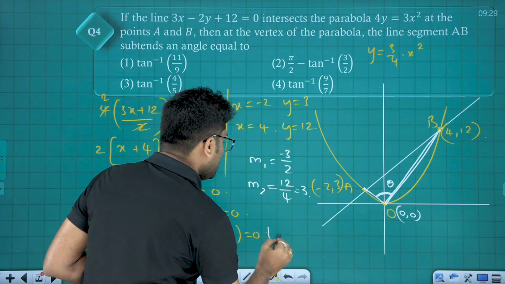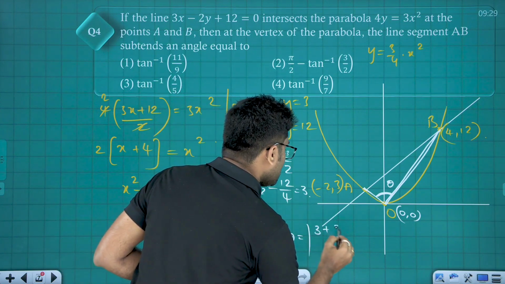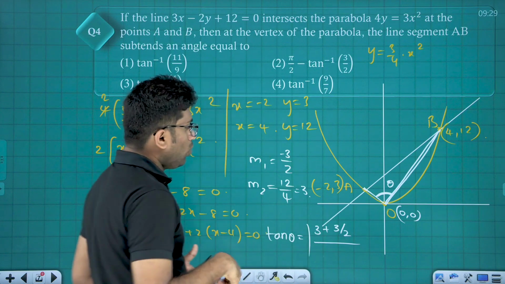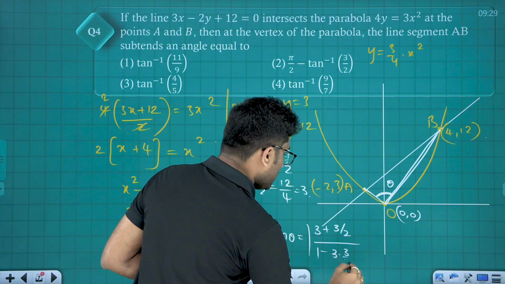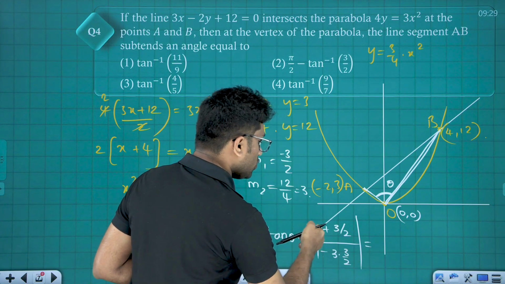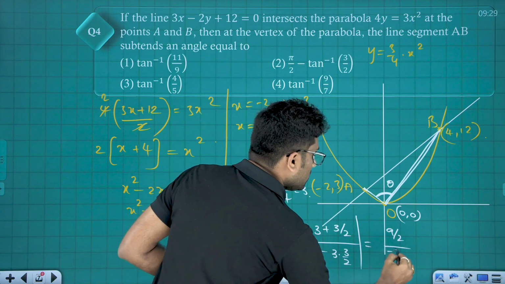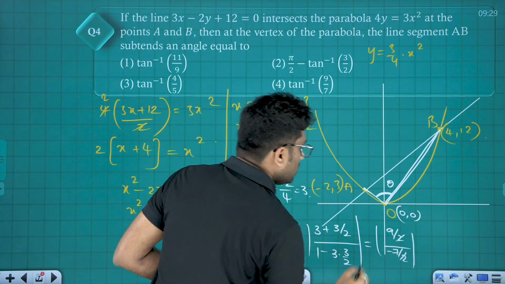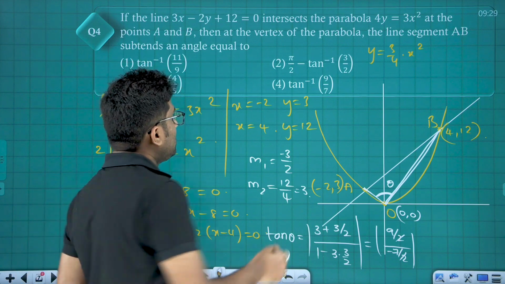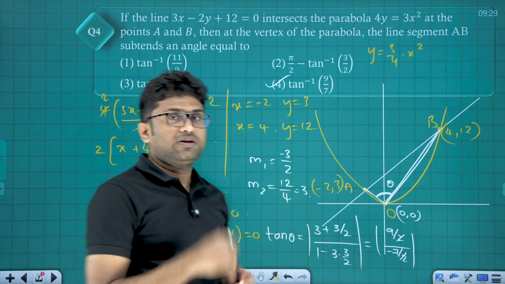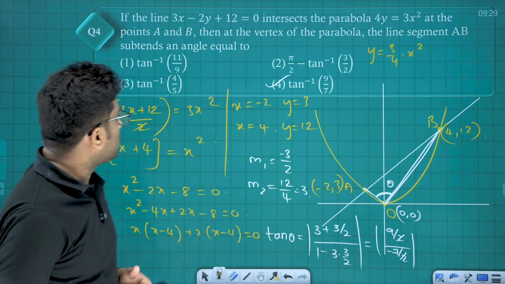Now tan theta is equal to mod of m1 minus m2. So 3 plus 3 by 2 divided by 1 plus m1 m2. 1 plus, that is minus, it becomes 3 into 3 by 2. So 3 plus 3 by 2 is 9 by 2, divided by 1 minus 9 by 2, which is minus 7 by 2. So tan theta is equal to mod of 9 by minus 7, which is 9 by 7. Theta is equal to tan inverse of 9 by 7. This will be an acute angle, so it should be positive only. Okay, so which is option 4.